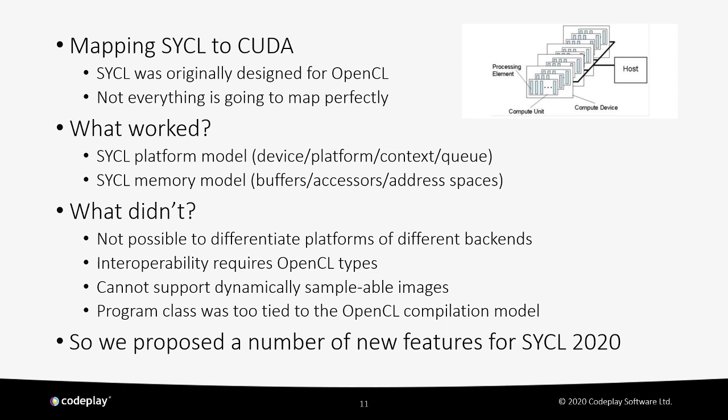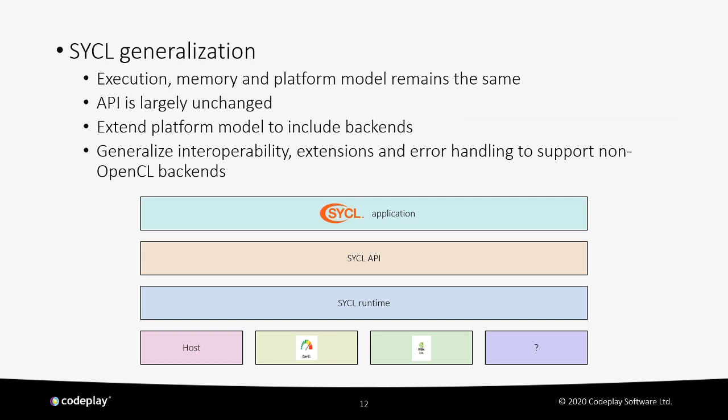From this experience, we proposed a number of new features for SYCL 2020 to try to tweak the API to allow CUDA to be a fully supported backend, but while not deviating from what made SYCL what it is. The first of these was the SYCL generalization. What this means is generalizing SYCL to be able to support non-OpenCL backends. Now the execution, memory, and platform models would remain the same, and the API would be largely unaffected by this. But the platform model would be extended to be capable of supporting multiple backends and not just OpenCL.